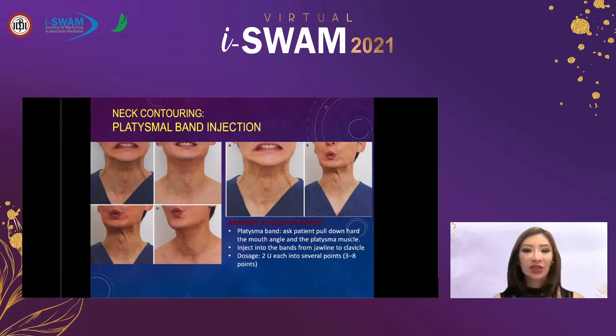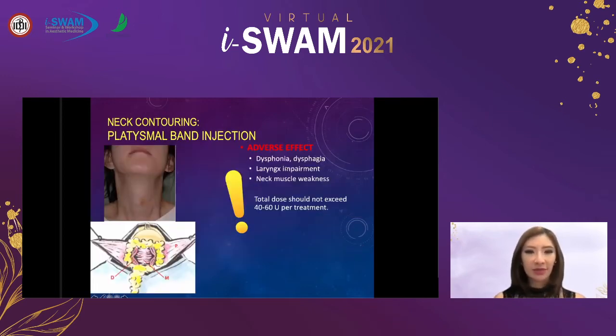So what you have to do is ask the patients to do a contraction, to pull downward the mouth angle and see which parts of the platysma muscle are accentuated when the patient is doing such movement, and inject very superficially in these parts, 1 to 2 centimeters away from each point. And with each injection, you can give up to 2 units.